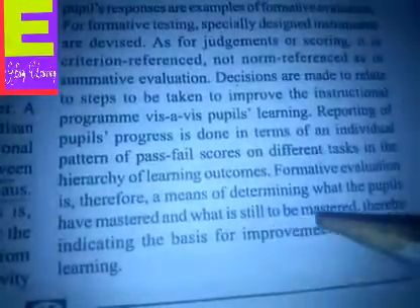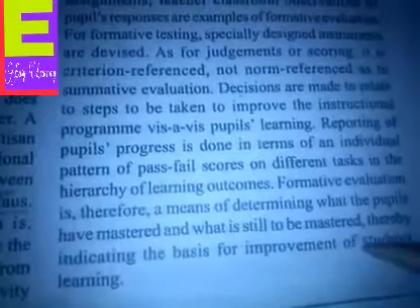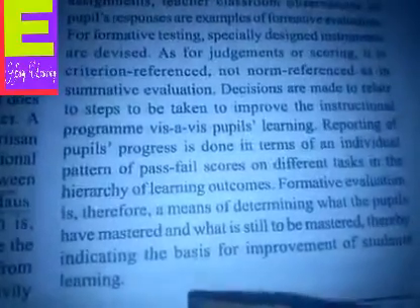Reporting of pupils' progress is done in terms of an individual pattern of pass-fail scores on different tasks in the hierarchy of learning outcomes. Formative evaluation is therefore a means of determining what the pupils have mastered and what is still to be mastered, thereby indicating the basis for improvement of students' learning.